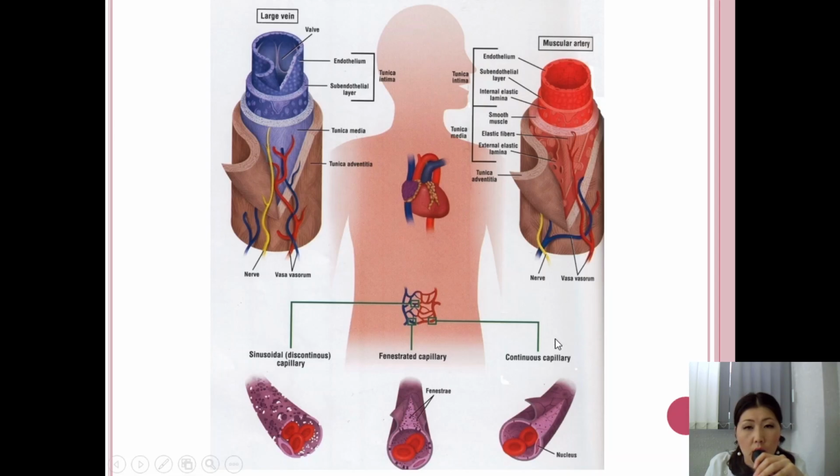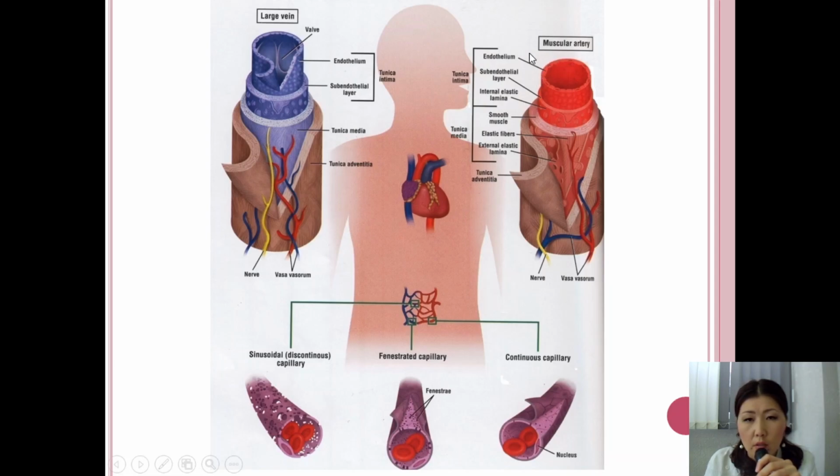And here we can see types of vessels. This is a muscular artery. Muscular artery and large vein. It has a valve, you can see here. It prevents the backflow of blood. And endothelium, subendothelial layer, and tunica media, and tunica adventitia. This is nerve and vasa vasorum.